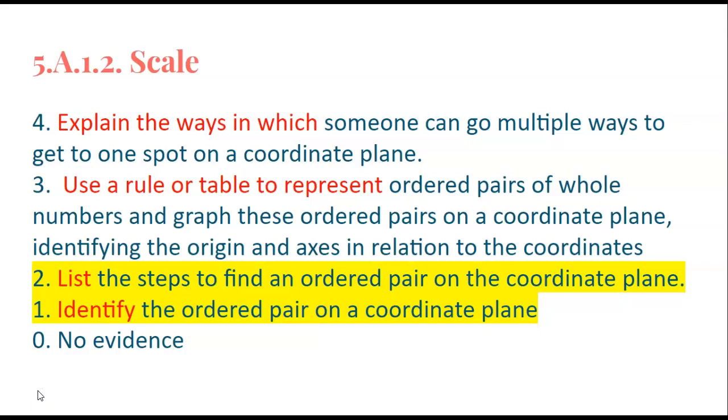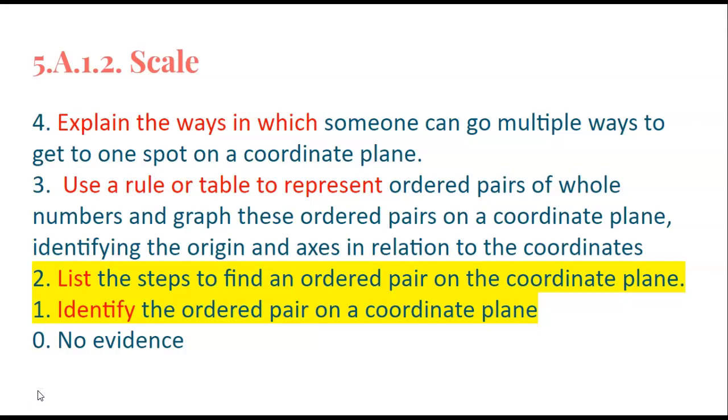Yesterday we took ordered pairs, we plotted it, or it was already plotted and we had to put it into an ordered pair, which is identifying the ordered pair. Today we're on a level 2, which is getting us closer to knowing the standard. 2 is being able to list the steps to find an ordered pair. So not only are you able to plot it, but you're able to tell me how you got there.